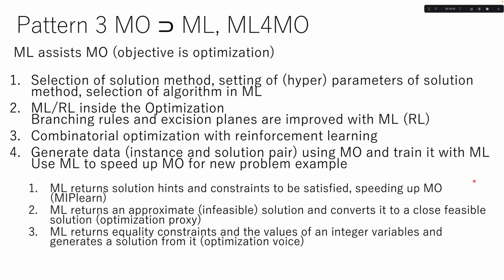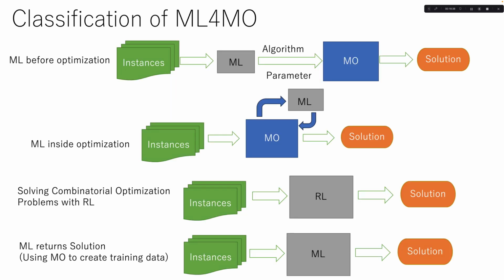This diagram illustrates the 4 types of ML for MO concepts. The categories include selecting algorithms or parameters with ML before optimization, integrating ML within the optimization process, solving combinatorial optimization problems with reinforcement learning, and using ML to directly obtain solutions.